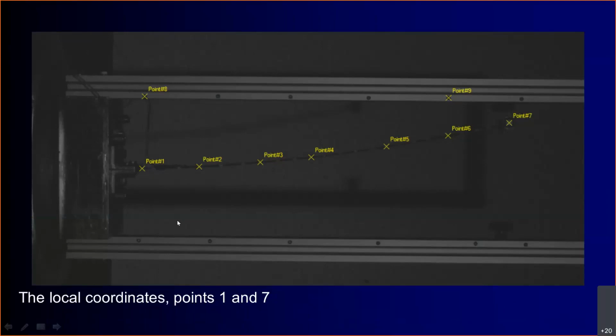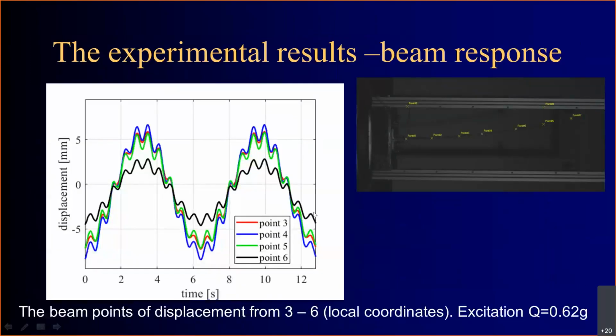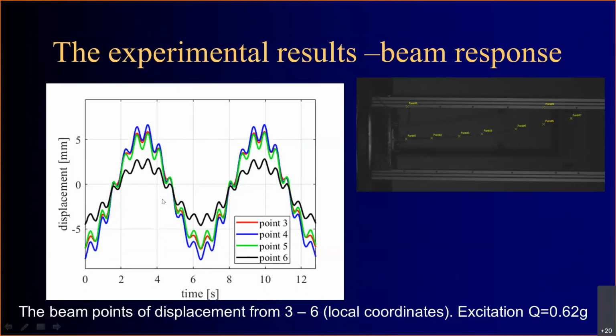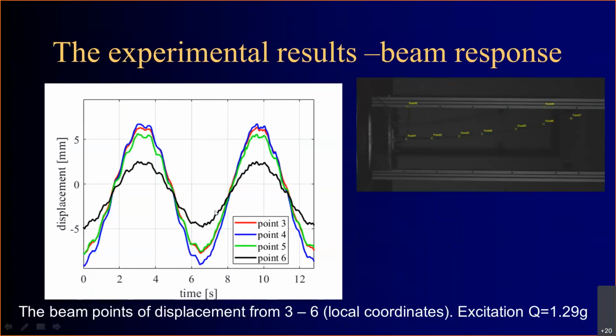Okay, now the same results, but we see this in the local coordinate system. So we analyze the position of this point according to point 1 and point 7, and now we can see how it behaves. We can see more visibly the beam points of displacement from 3 to 6. This is in local. You can see there is no impacting and how the beam behaves, and now there is impacting. You can see this fluctuation is disappearing. It is smoother here in this second case.